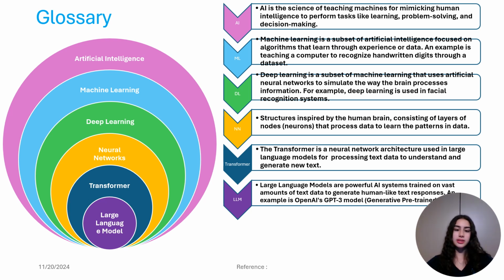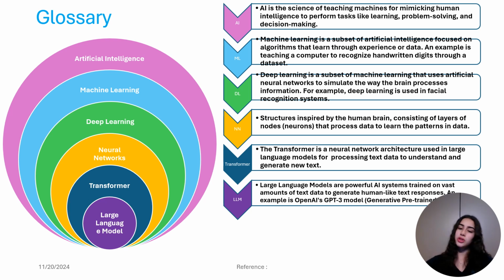Then there's deep learning, standing for DL. It's a subset of machine learning, and it uses artificial neural networks to simulate the way the brain processes information. For example, deep learning is used in facial recognition systems. A subset of that is neural networks, and you might have actually seen a neural network if you've done engineering research or artificial intelligence research online, and it actually looks really cool. It's inspired by the human brain, and it consists of layers of nodes, aka neurons, and it processes data to learn the patterns in it itself.